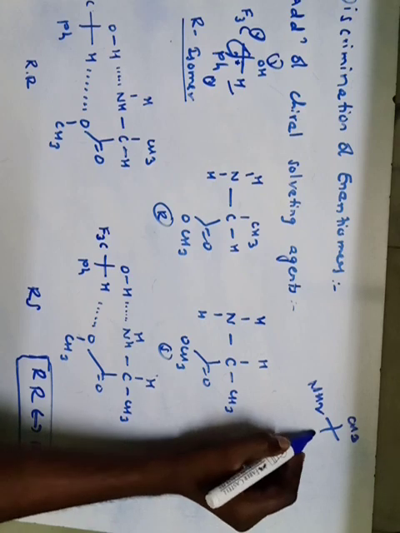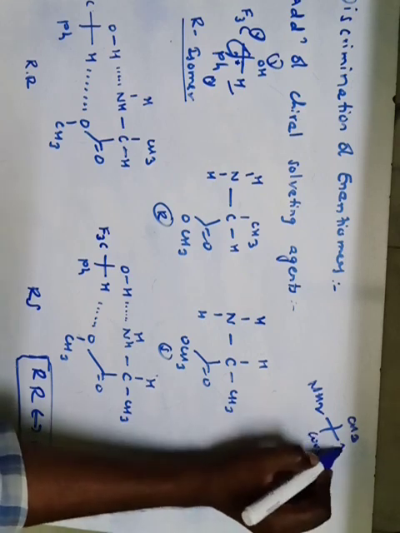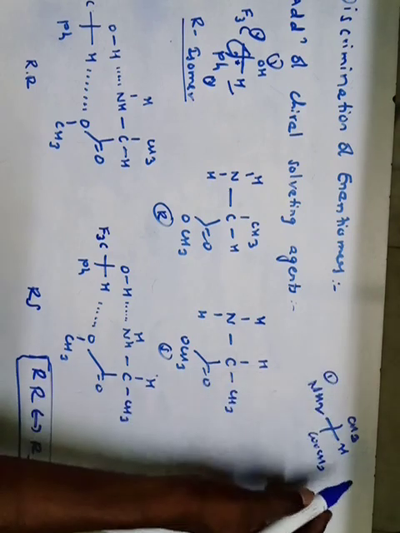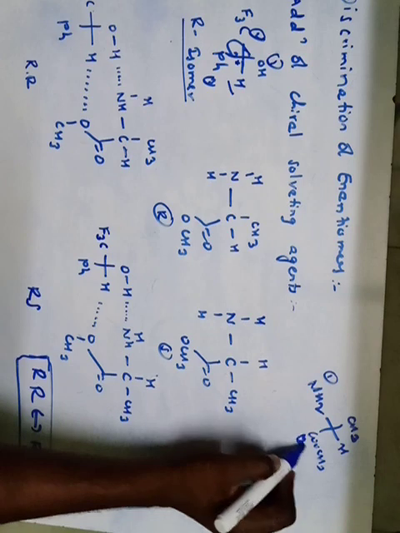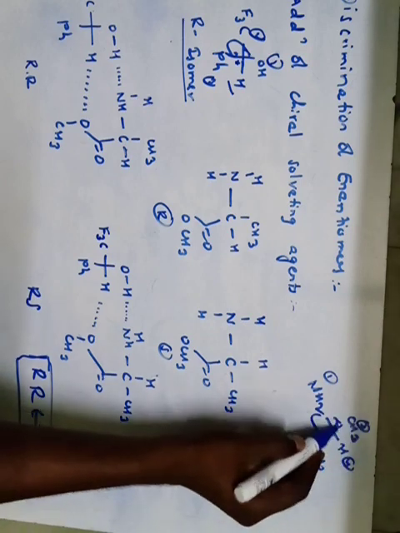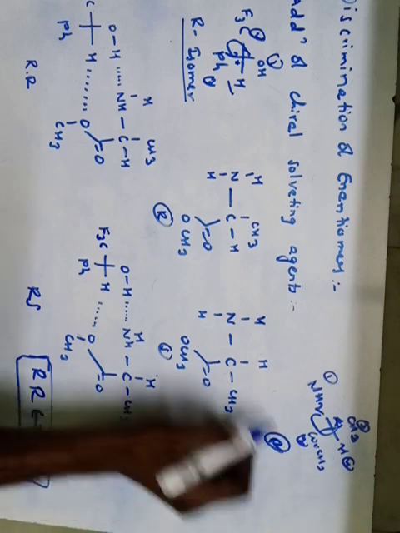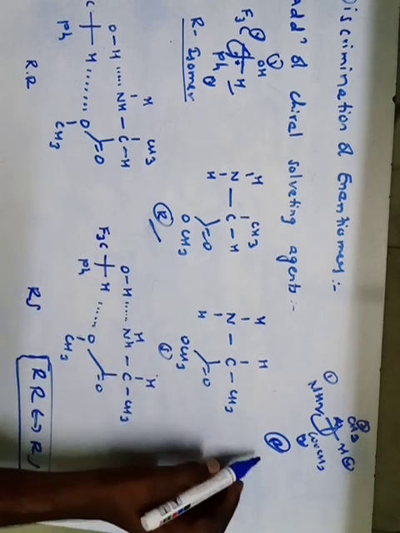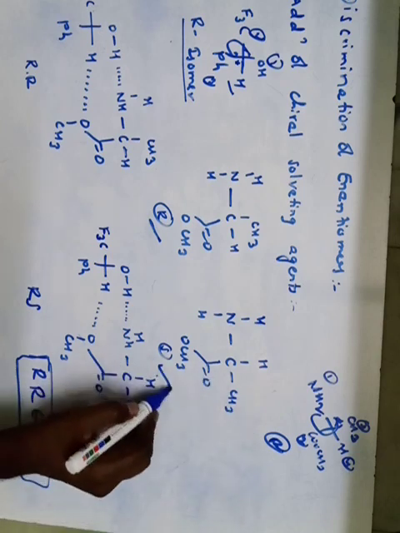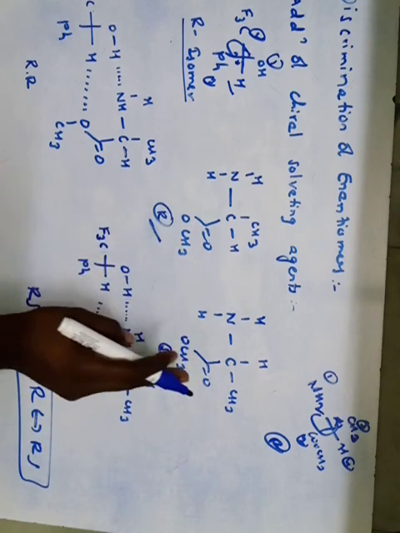Next, here COOCH3. Giving the priorities 1, 2, 3, this is anti-clockwise, and the fourth priority group is in the horizontal, which means R configuration, right? This is the R configuration. Similarly, for this one, you will get the S configuration if you check it.